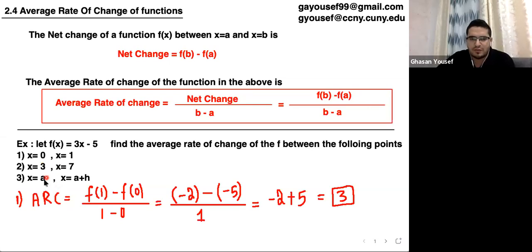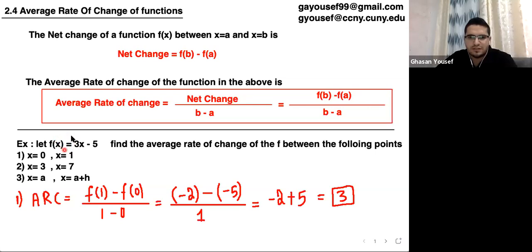Even if you put 100 for the first x and 200 for the second x, they will give the same answer, 3. Why? Because the function f of x is a linear function. But if I change it to any other function, like a parabola x squared, they will give different answers. But because f of x equals 3x minus 5 is linear, they give me the same answer. My question now: what is the slope of this function?